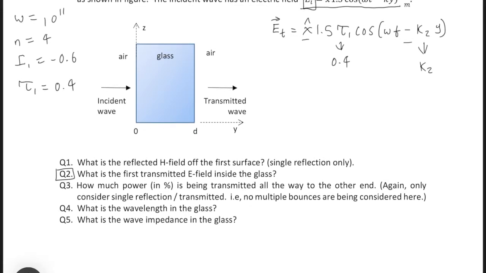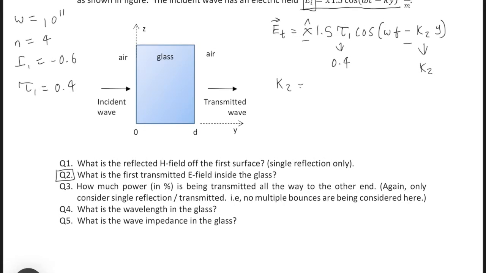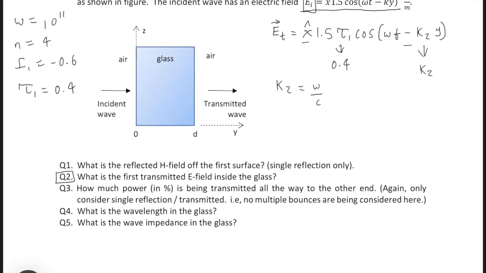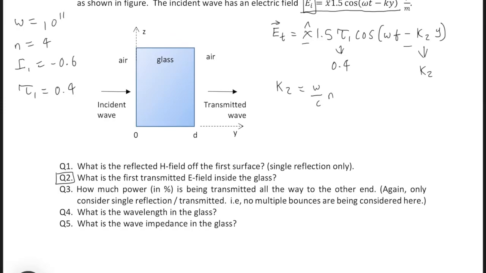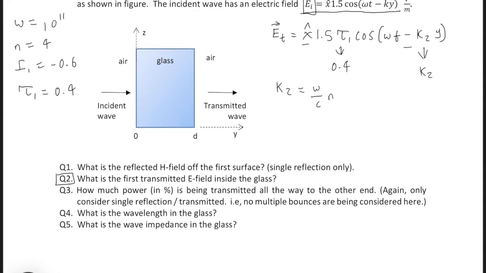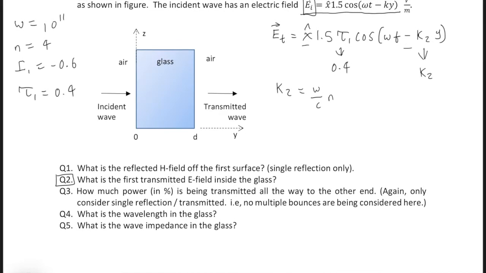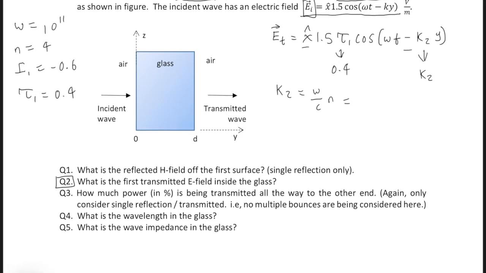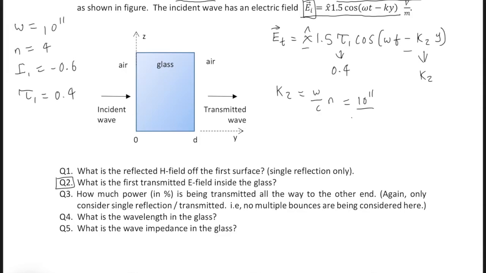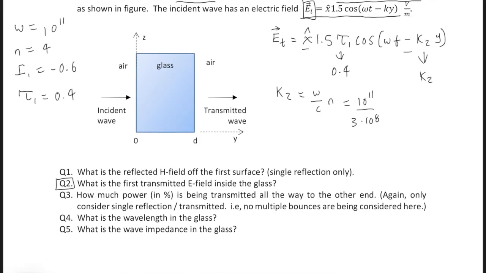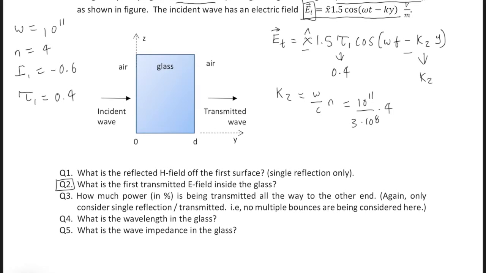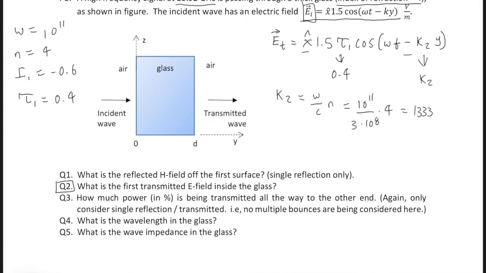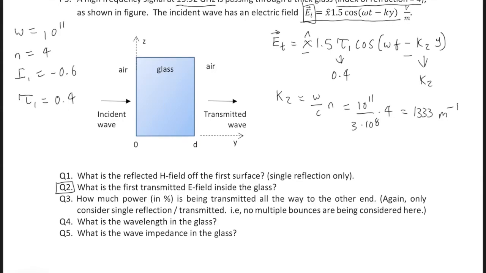And to solve for k2, we can say k2 is equal to omega over c n, n being the refraction coefficient of the glass. So that gives us 10 to the 11 over 3 times 10 to the 8 times 4, which is equal to 1,333 meters to the negative 1.